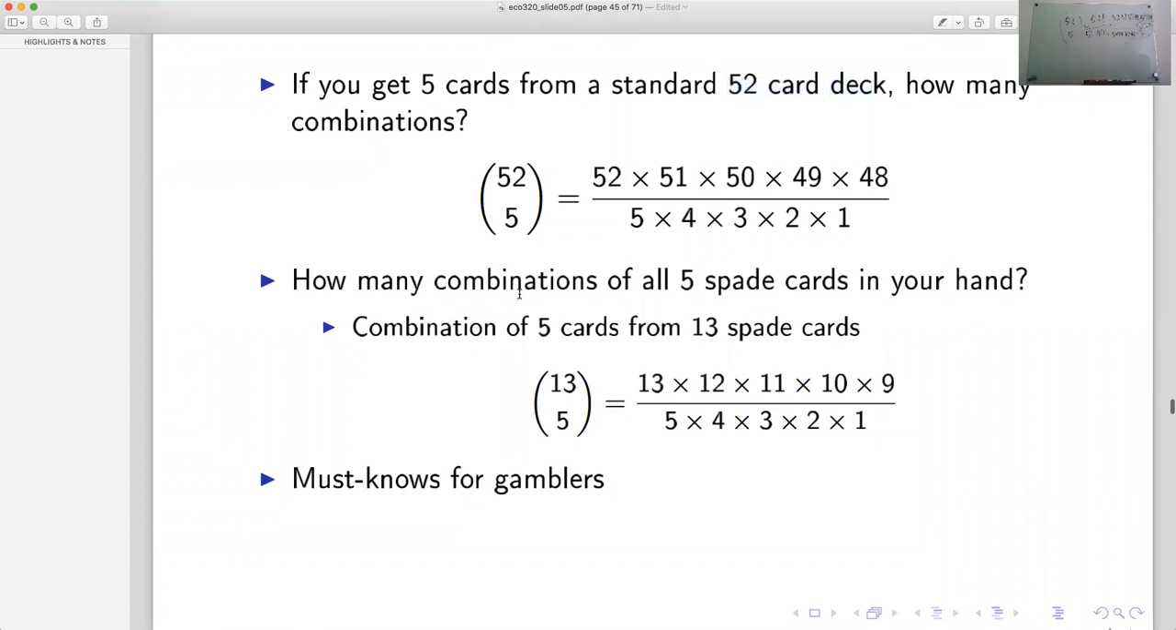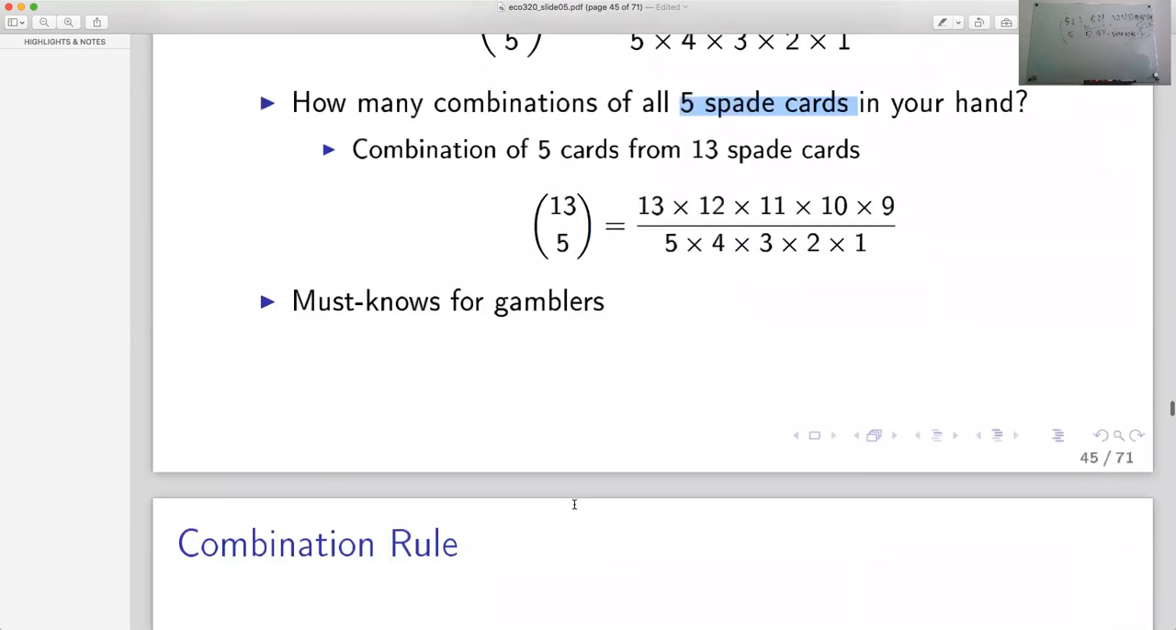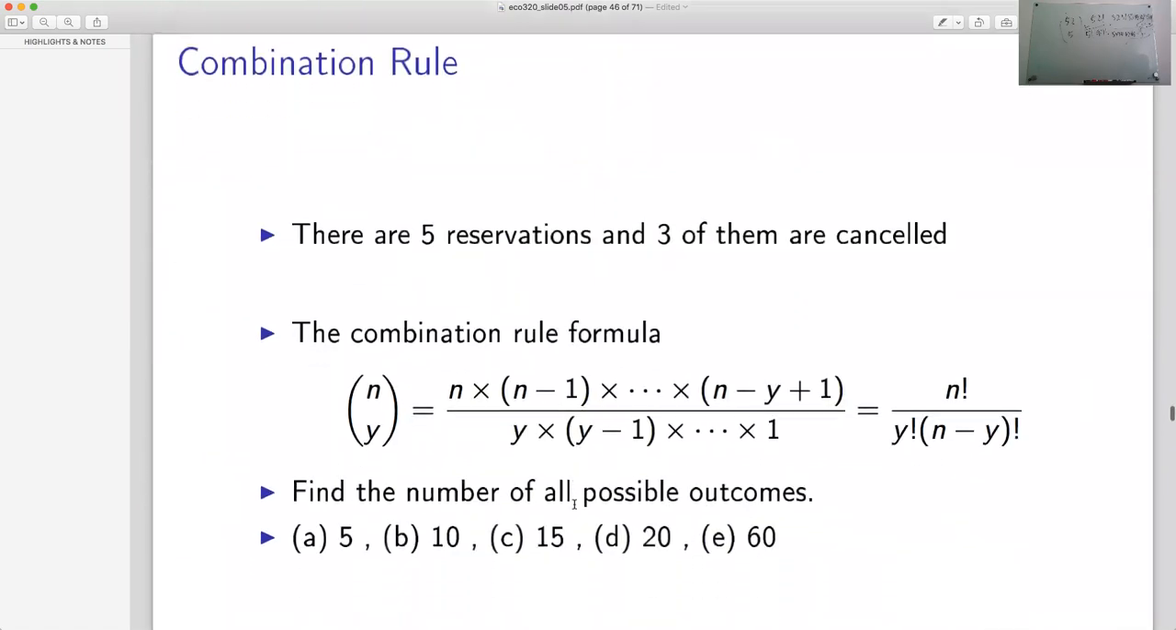And that's how many combinations of 5 cards you can have in your hand, and this is how you get the numbers. So that's the combination rule. Now, if we have 5 reservations and 3 of them are canceled, can you try to find the number of all possible outcomes? You might want to pause this video and answer this.